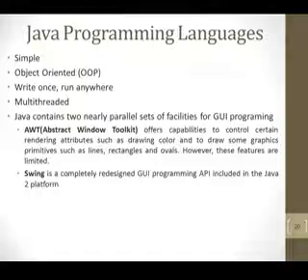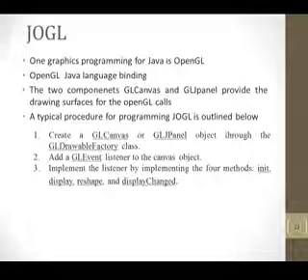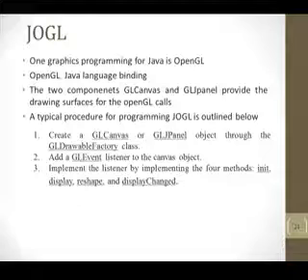First, the GLCanvas is a heavyweight component that will use the hardware acceleration. However, the GLJPanel is a lightweight component implemented in memory. No hardware acceleration is available to GLJPanel. A typical procedure for programming JOGL is outlined below. First, we create a GLCanvas or GLJPanel object through the GLDrawableFactory class. Then we add a GL event listener to the canvas object. And at last, we implement the listener by implementing its methods: init, display, reshape, and display changed.